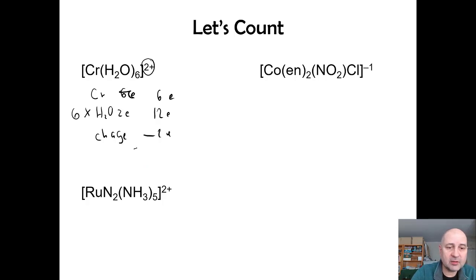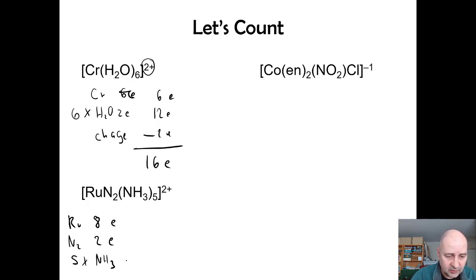So minus 2 electrons, which ends up being a 16 electron species. Let's do ruthenium down here first. So ruthenium has 8 electrons. It's in the iron group. N2 is just dinitrogen, so we consider that a neutral 2 electron donor. So are the amines. So we have 5 times NH3, which is 2 electrons each. So that's 10, and then that would be 20, but we have a charge.